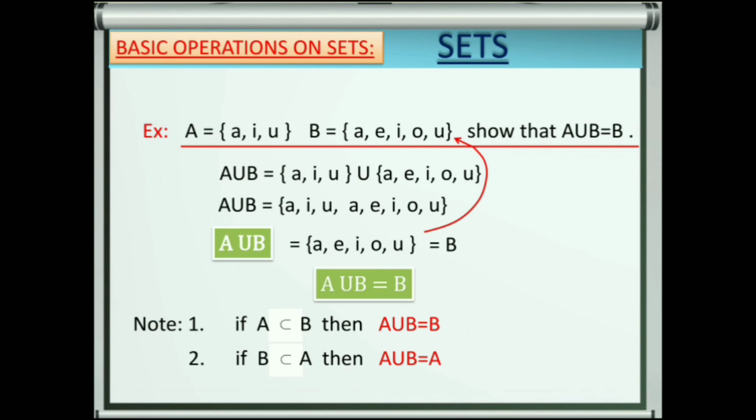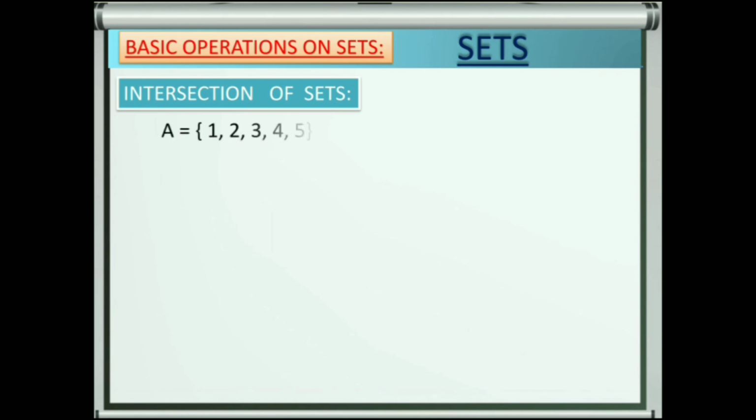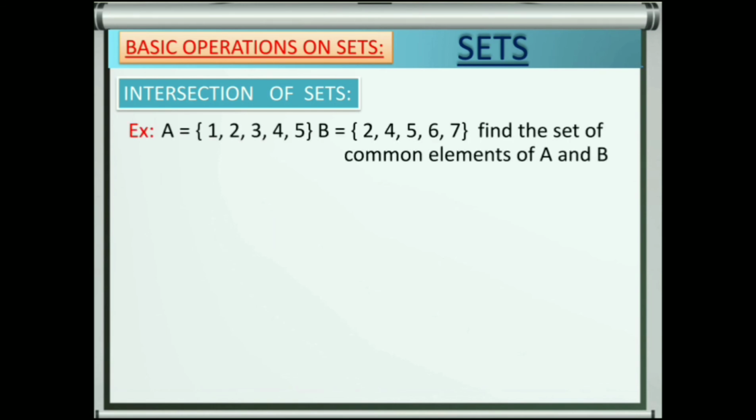Let us learn the second one, intersection of sets. Let us consider one example here. A is equal to {1, 2, 3, 4, 5} and B is equal to {2, 4, 5, 6, 7} here. Find the set of common elements of A and B. Find the set of common elements here.